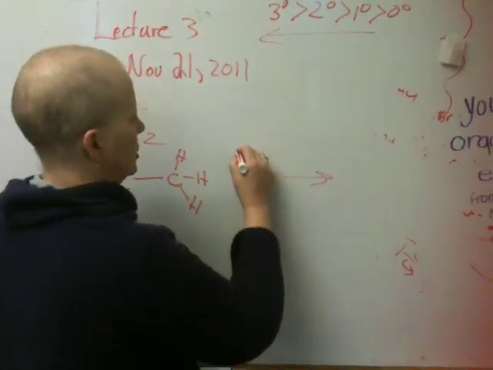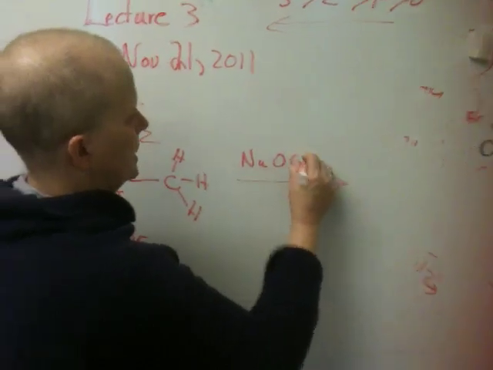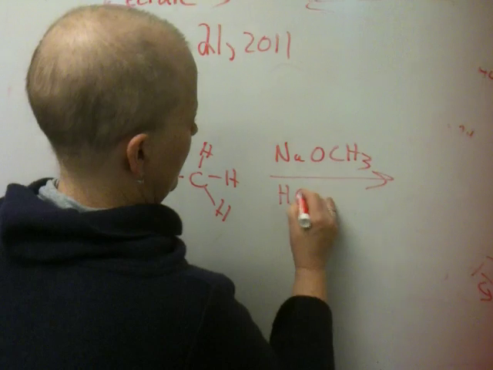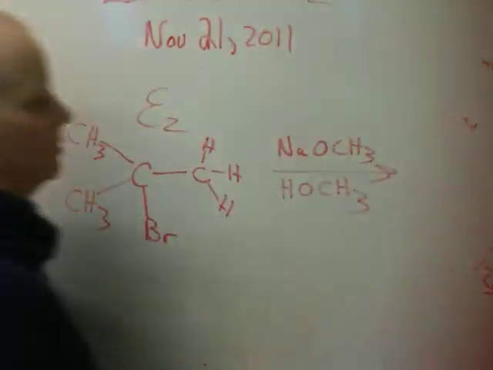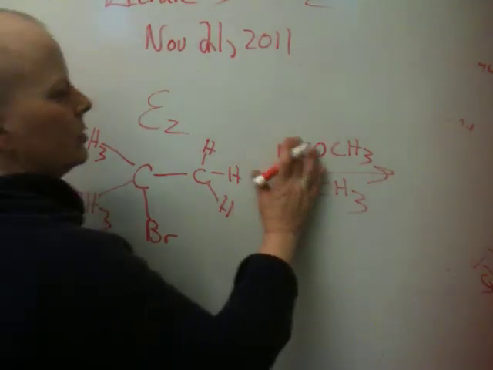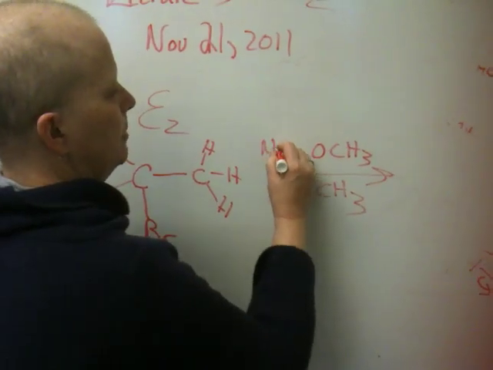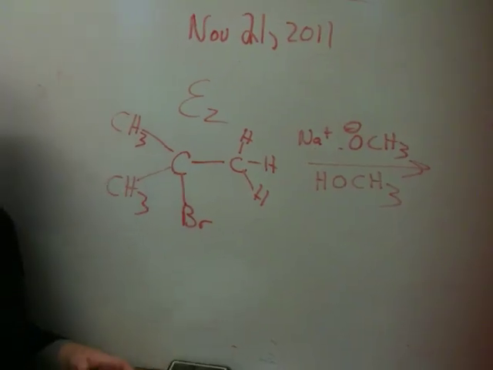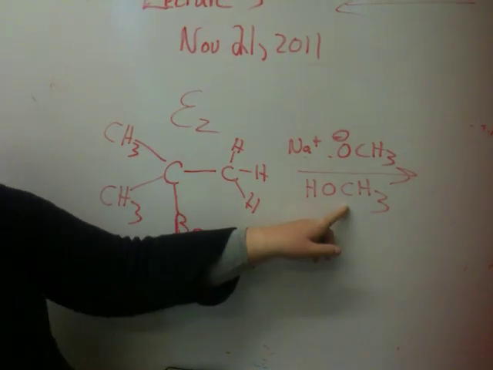And supposing I added sodium methoxide, the same base I used in the first one, to attack this one. Now let's think about this. Always look at the base first. If you looked at this base, you would say it's sodium plus, O minus, right? Sodium plus, O minus. And you would tell me that's a strong base. You wouldn't pay much attention to this.